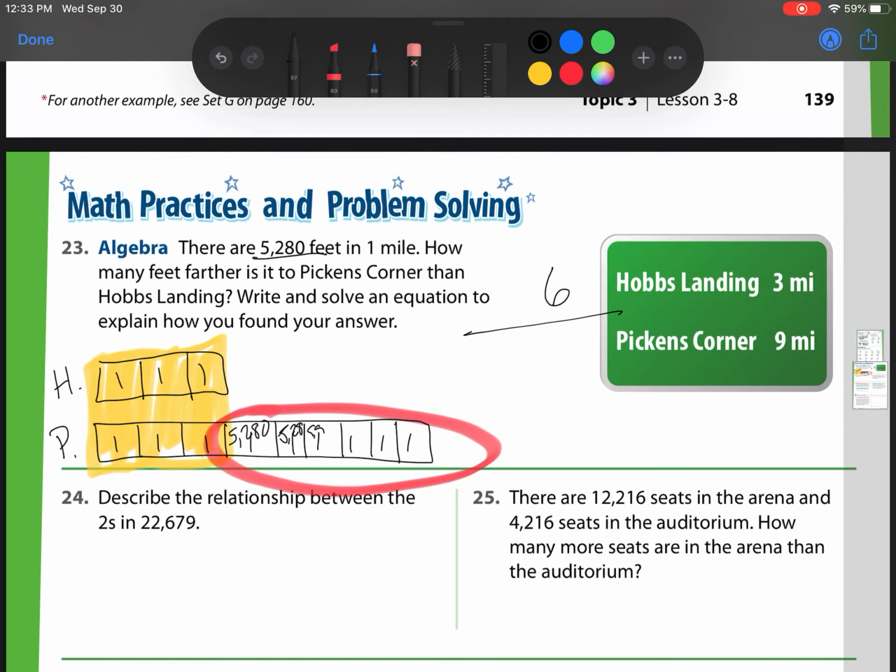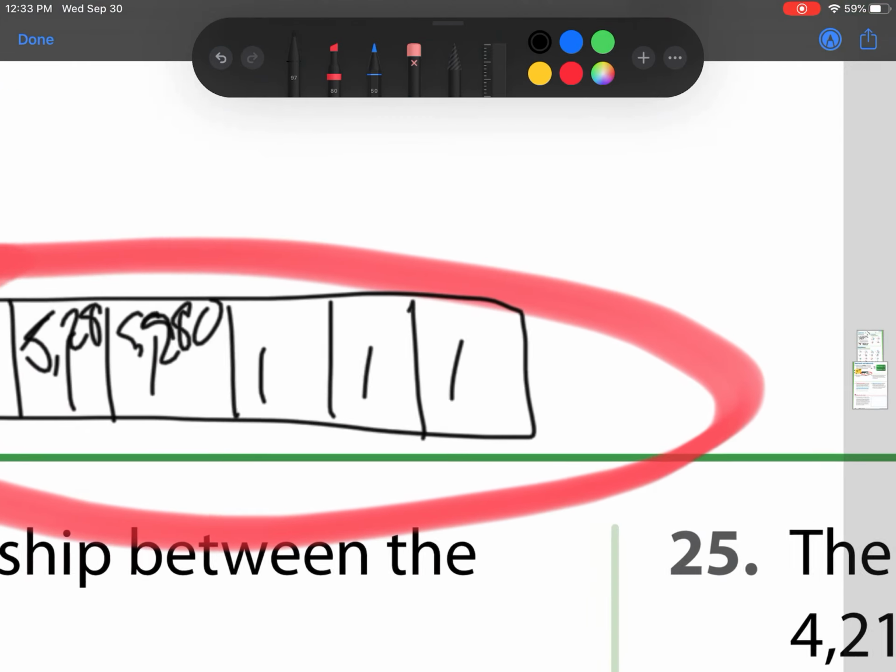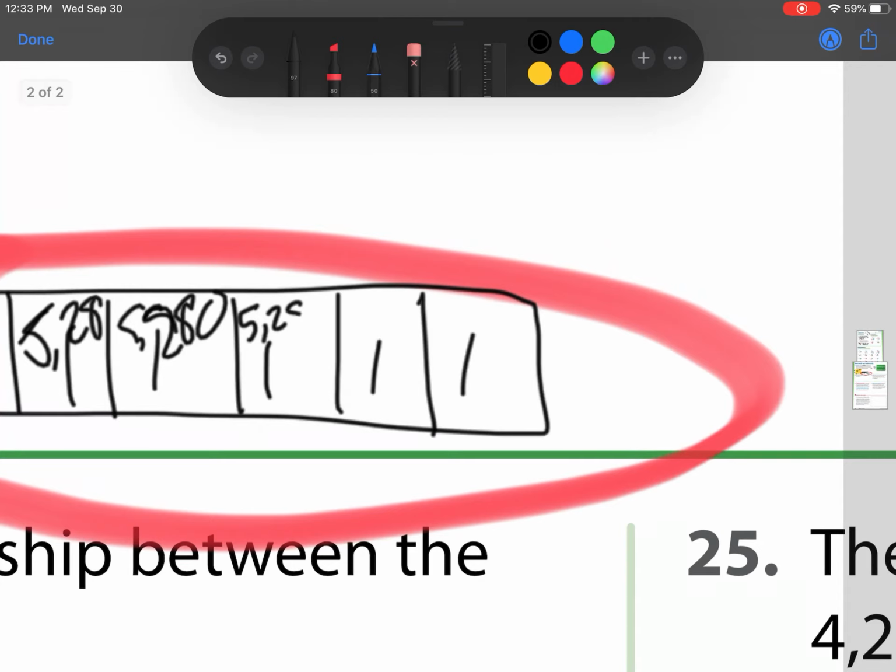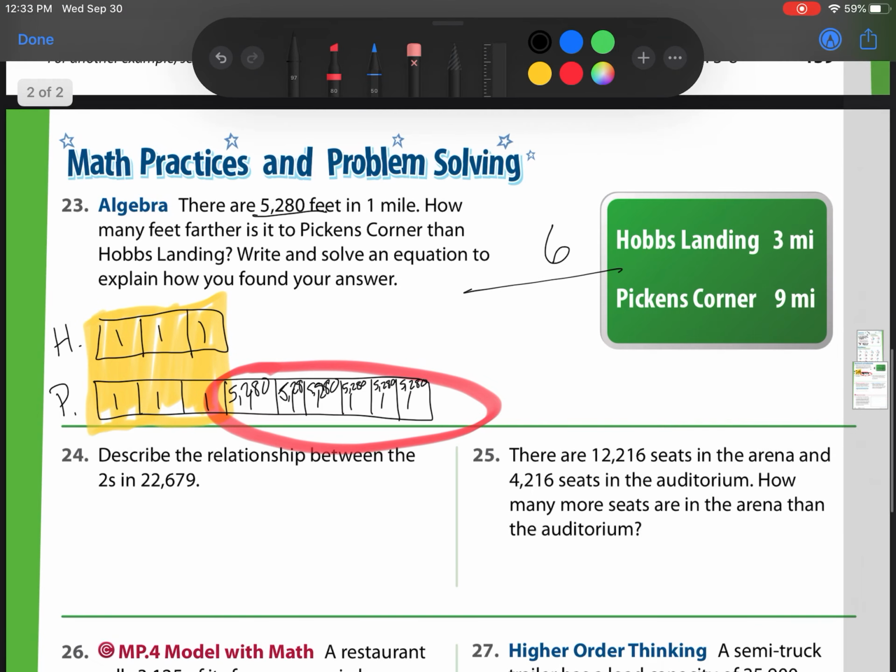5,280. You can zoom in, 5,280. But I don't really want to add 5,280 6 times. So I'm going to use my multiplication. So let's put that up here.